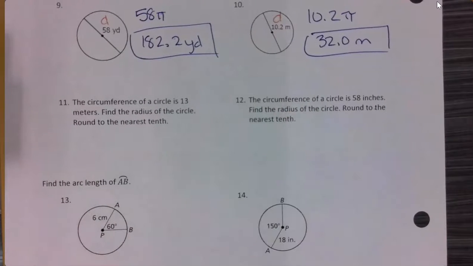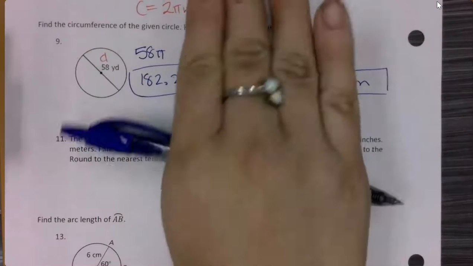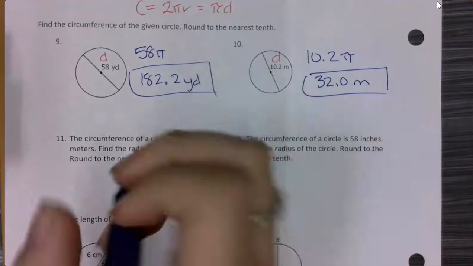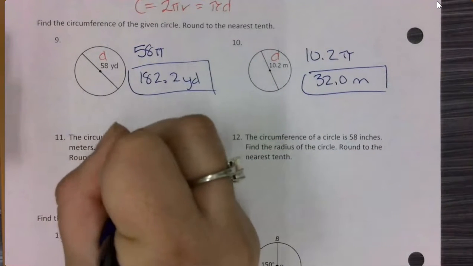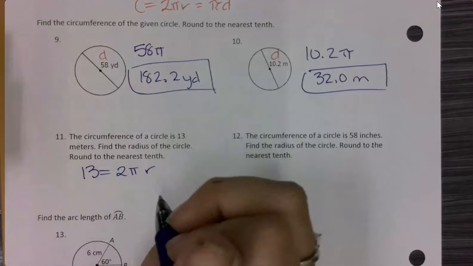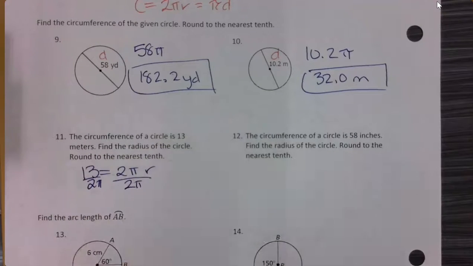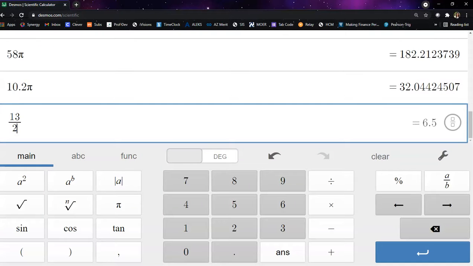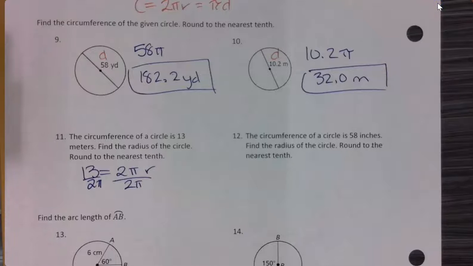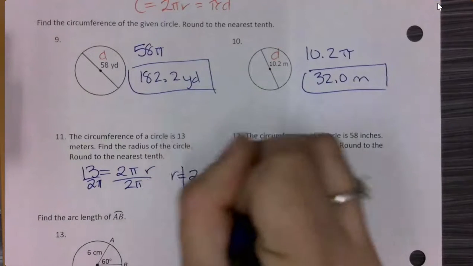On number 11 and 12, I'm working backwards. I know my circumference and I want to find my radius. So I'm going to use the first part of this equation up here. I have 13 equals 2 pi r. So I want to go ahead and work backwards to get r alone. I am going to divide both sides by 2 pi. So if I go to decimals, I can do 13 divided by 2 pi, which gets me 2 point, this is going to round to 2.1. And this is in meters.